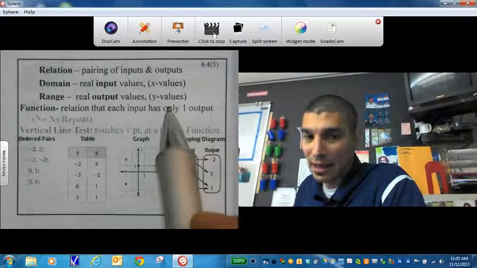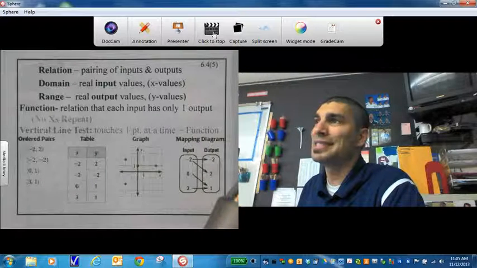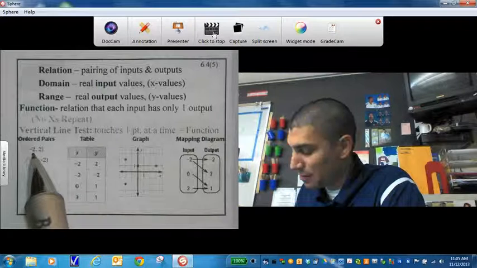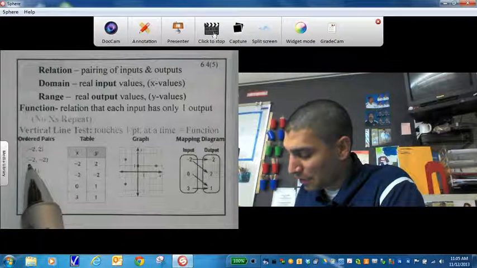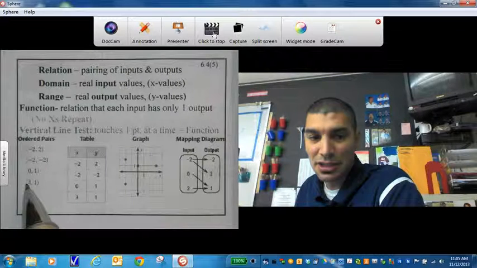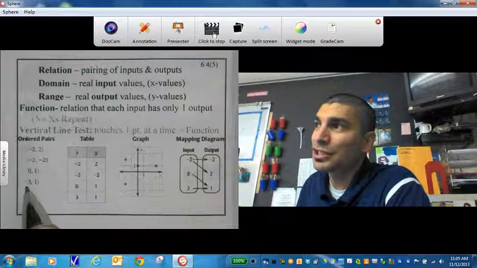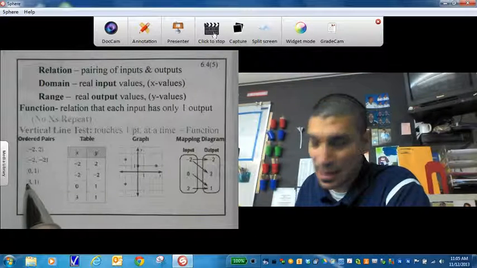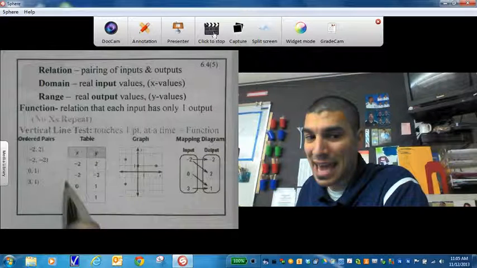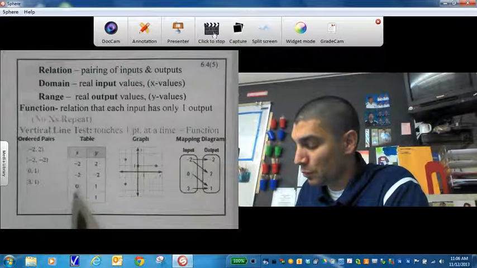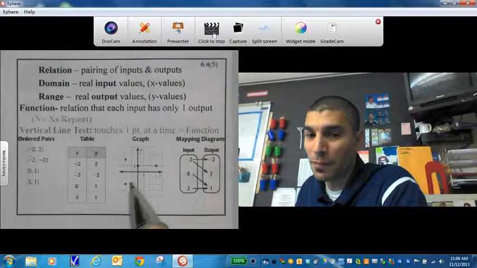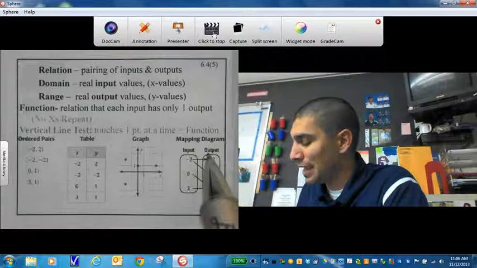So let me give you a couple of examples of relations. Here is a relation where I have an ordered pair, -2, 2. Here's another ordered pair of -2, -2. All of these are relations. And I can give you those relations in a variety of different ways. I can give it to you as ordered pairs. I can give it to you as a table, which is the same as an ordered pair. Or I can give it to you in graphical form. Or I can even give it to you in a mapping diagram.